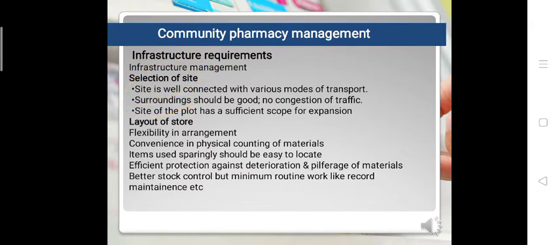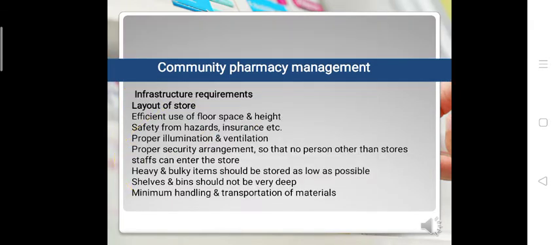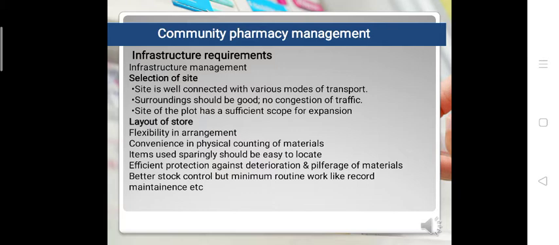Then you should have a good layout of the store. It should be appealing. It should be flexible. It should have good protection, proper arrangement of material. It should have better stock control, routine work like record maintenance. Items should be sparingly placed and easily locatable. Okay, so this type of layout of store should be there.